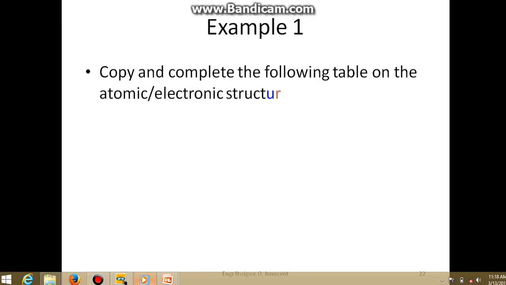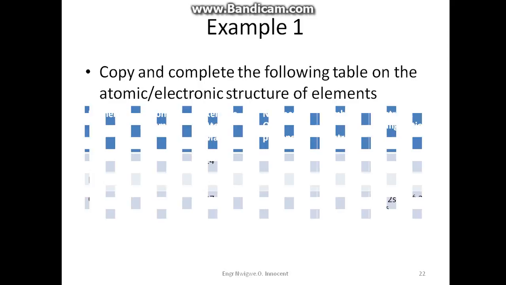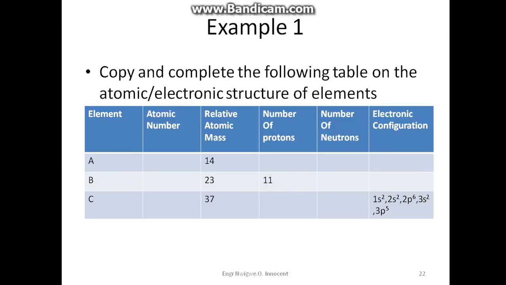Copy and complete the following table of atomic electronic configuration of elements. The elements are A, B, C; atomic number, relative atomic mass 14, 24, 23, 20, 37; number of protons for B is 11; number of neutrons; electronic configuration for C is 1s2, 2s2, 2p6, 3s2, 3p5.